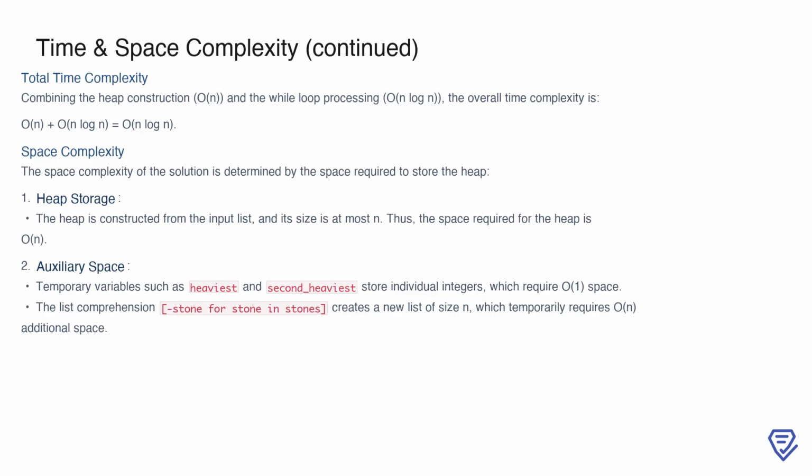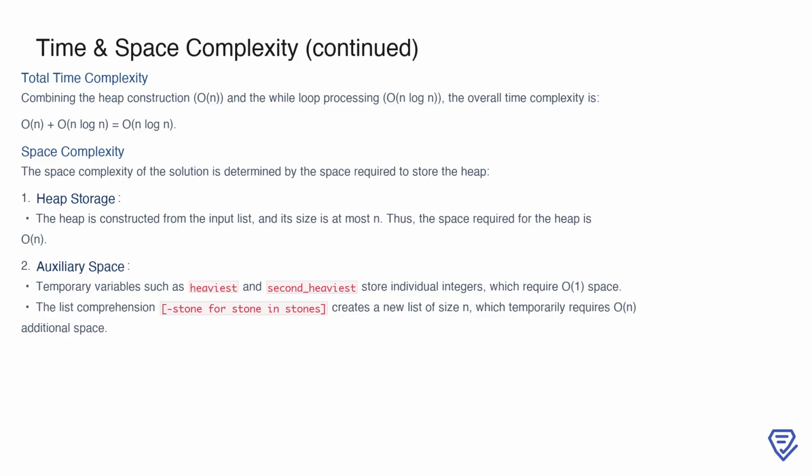As for space complexity, the primary factor is the space required to store the heap. The heap is constructed directly from the input list, and its size is at most n, which results in n space. Additionally, we use auxiliary space for temporary variables such as heaviest and second_heaviest, which only require 1 space.